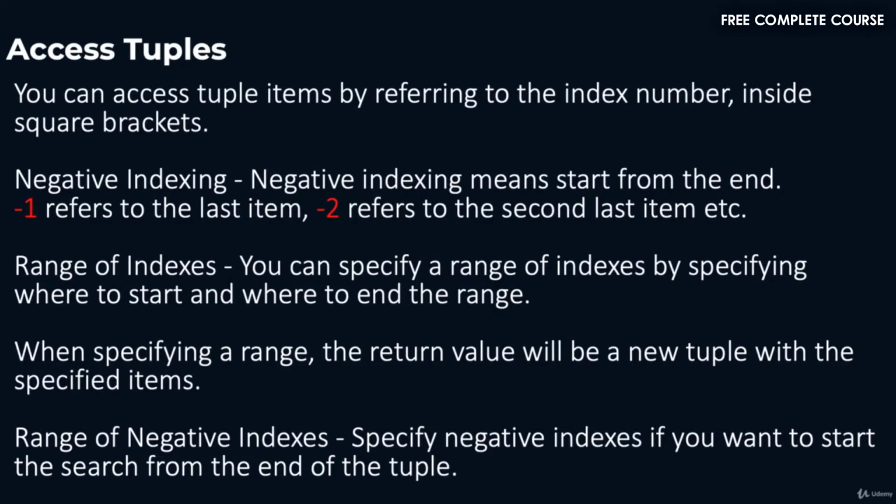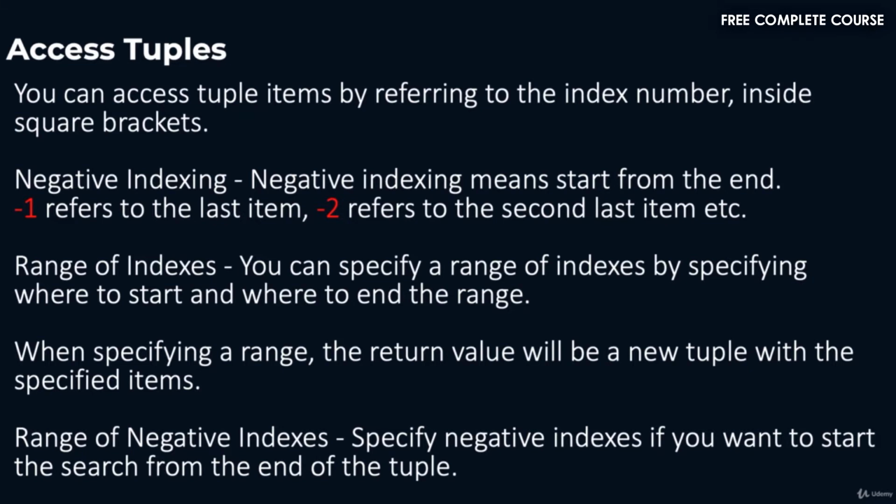You can access tuple items by referring to the index number inside square brackets. Negative indexing means start from the end. -1 refers to the last item, -2 refers to the second to last item, etc.